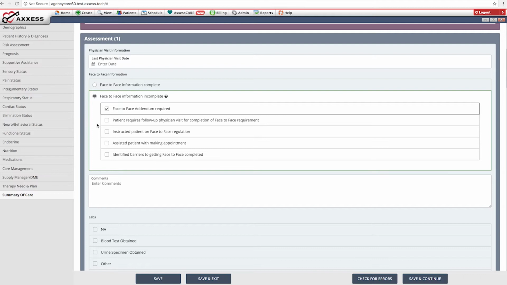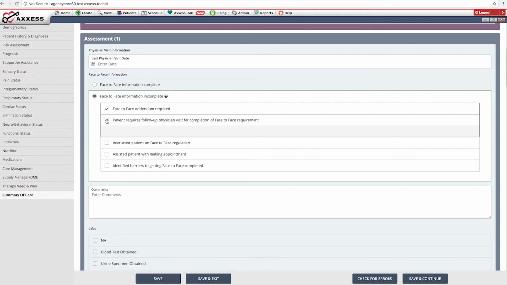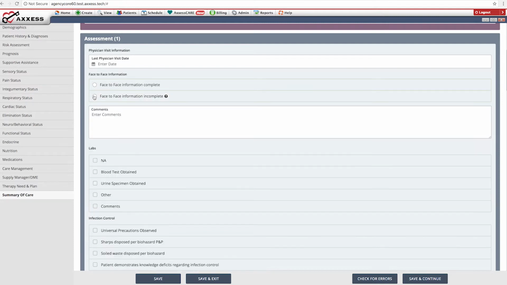If the patient requires a follow-up visit with the physician for the completion of the face-to-face requirement, you're going to check that as well. Now, if they require a follow-up visit, you want to ensure that the patient understands exactly what that means. So you can document that you instructed the patient on the face-to-face regulation, you assisted the patient with making the appointment if you did, and that you have identified any barriers to getting the face-to-face completed. If that is the exact case. That may not be the case, but if it is, you're able to document that there. And then you can put in your comment.